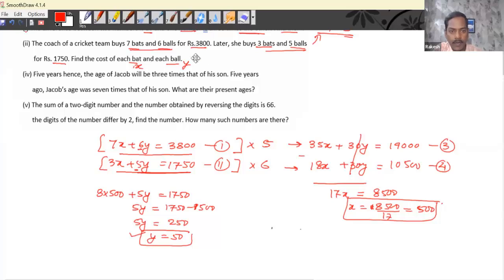So the cost of each bat and ball would be what? 500 and 50 respectively. Fair enough, right? You should have also got the same answer. Now let's take the fourth question.